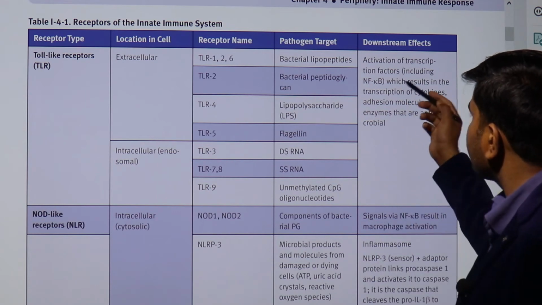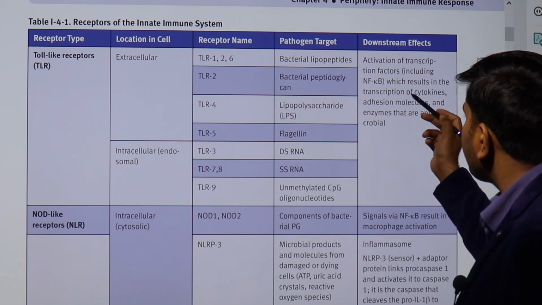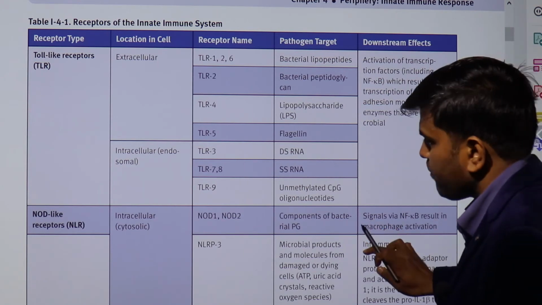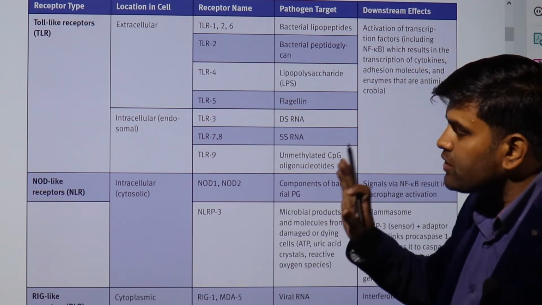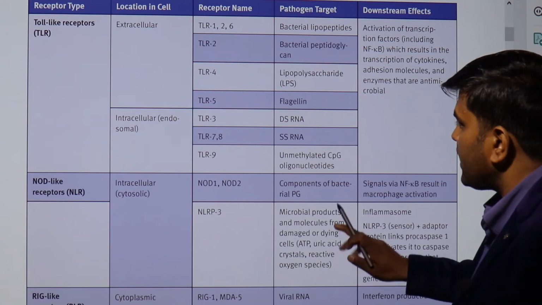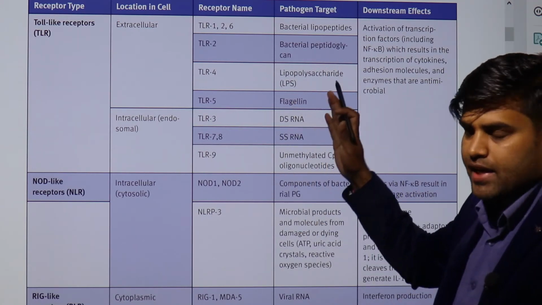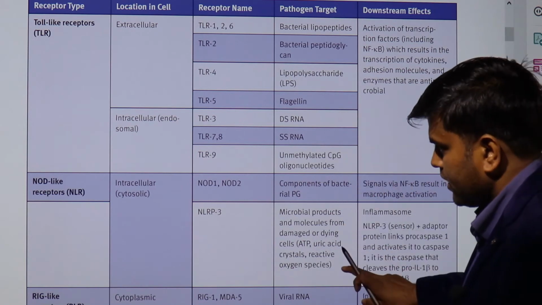So there is activation of transcription factors including NF-κB, which results in the transcription of cytokines, adhesion molecules, and antimicrobial enzymes. So toll-like receptors are receptors present on your cells, and they can recognize the respective portions of foreign bodies, mainly bacteria and viruses, which you have to understand.